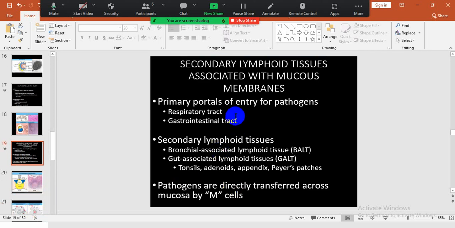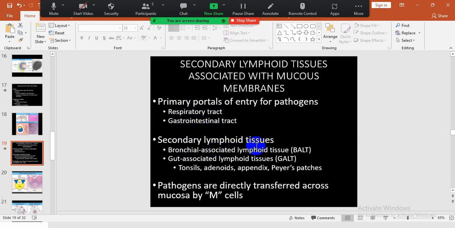So primary portals of entry for pathogens. Before a disease-causing organism can enter the body, it has to pass through what? The respiratory system, or the air we breathe, or what we eat into our stomach. The gastrointestinal tract, that is the GIT. It starts from the mouth to the anus. And the respiratory starts from the nose to the lungs. So these are the major routes, primary portals where organisms get into the body.